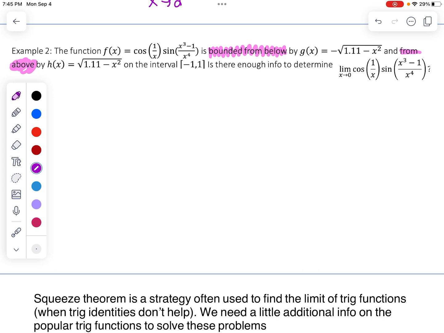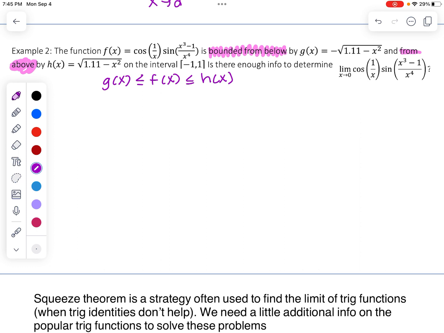And so first thing, what we know based on this is that below f of x is g of x, because it says it's bounded from below, and then bounded from above by h of x. So we know that this is true. And so for the squeeze theorem to work, we know that that's true, so that's great.